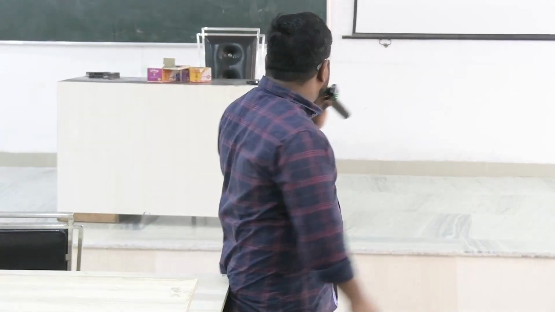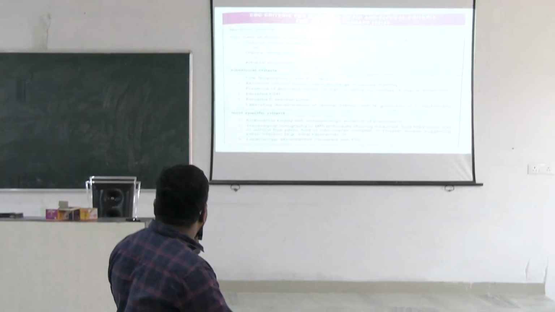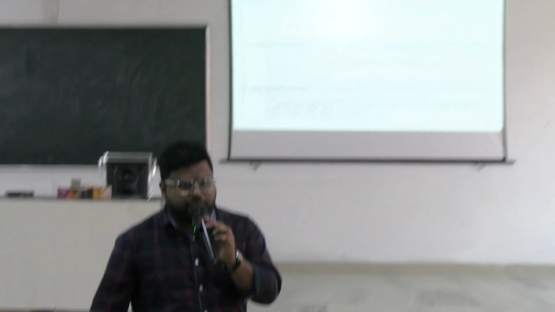Okay, this is the CDC criteria, Centers for Disease Control. This is the criteria for diagnosing PID. We have minimal criteria, additional criteria, as well as definitive criteria. The minimal criteria, as I said, is pain in the lower abdomen in a sexually active woman, along with any of the three: uterine tenderness, adnexal tenderness, or cervical motion tenderness. This is the minimum criteria you need to diagnose PID.